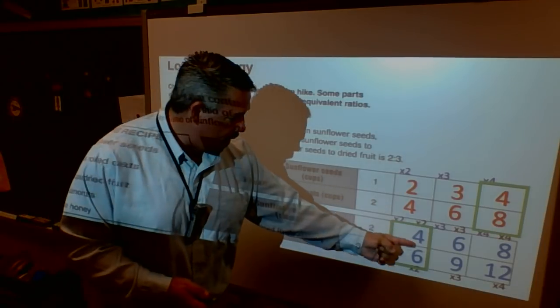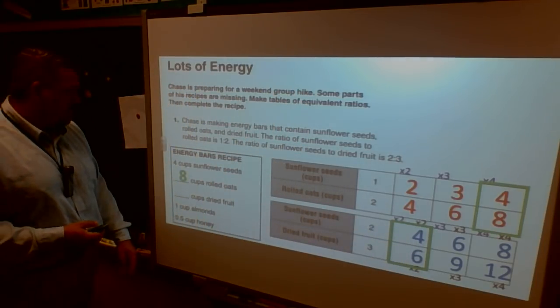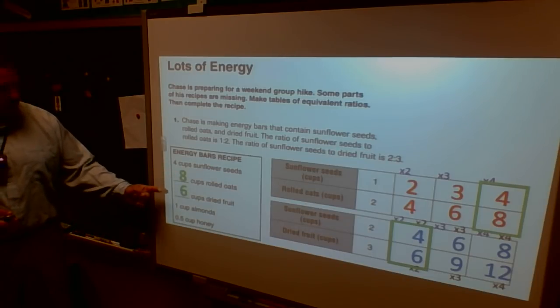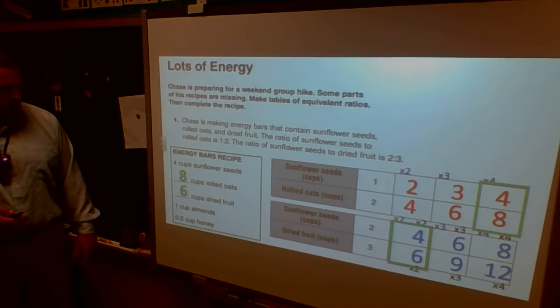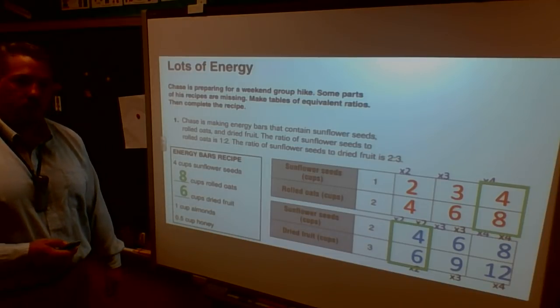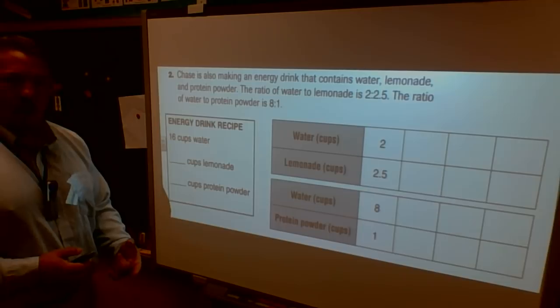So I know that my matching number has to be a 6. So I have to have 8 cups of rolled oats, 6 cups of dried fruit. That would give me my overall mixture that I'm looking for. The next one's a little bit more complicated than that.